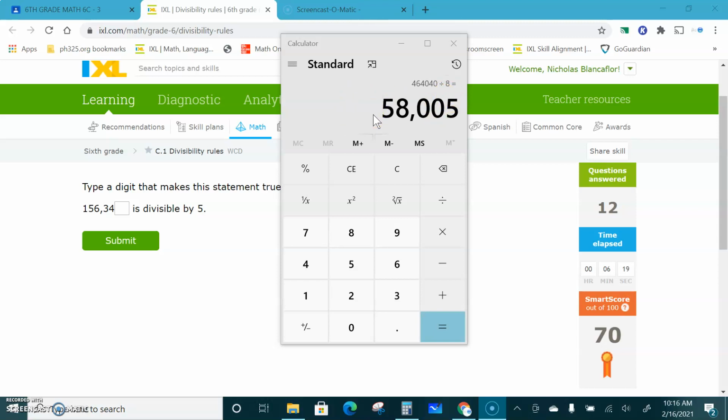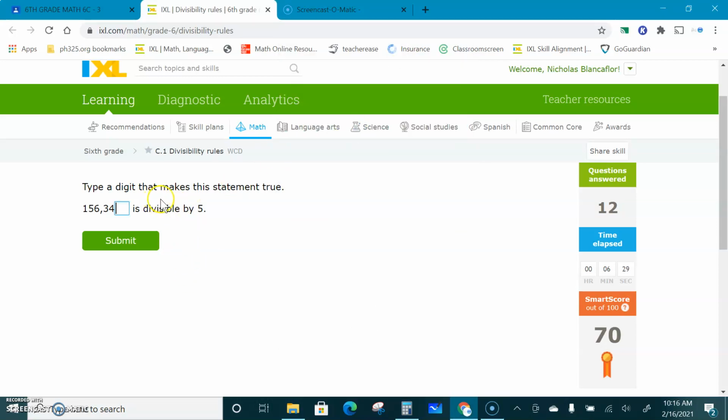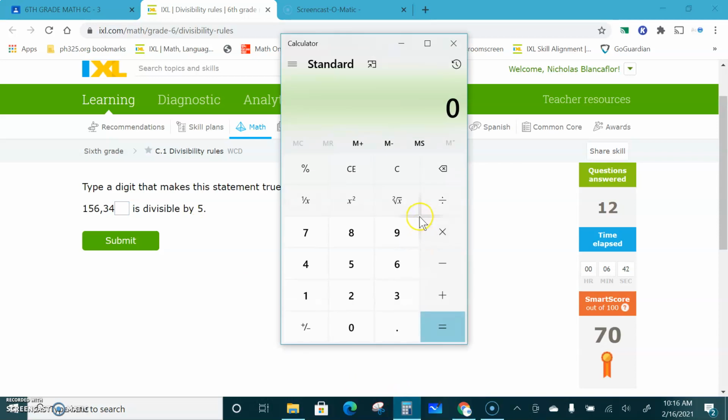Okay, so the first few set of questions are going to ask you just simply is the number divisible by that number. Then you're going to run into these questions where it says to type a digit that makes this statement true. All right, so there's a few ways you can do this. If you know your divisibility rules, you can use that. You can also type in random numbers in your calculator if you want to move up through 1 through 9.